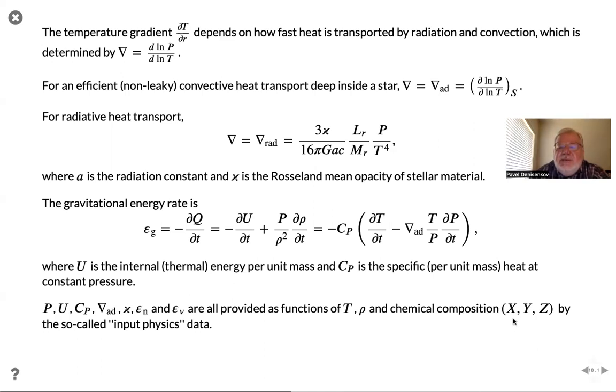Now, you know, capital X is the mass fraction of hydrogen, capital Y is the mass fraction of helium-4, and Z is the mass fraction of heavy elements besides hydrogen and helium. So Z is equal to 1 minus X minus Y. All these quantities are usually provided as functions of temperature, density, and chemical composition by the so-called input physics data, which in most cases come in the form of tables that are used by stellar evolution codes, in which the code just interpolates in temperature, density, and chemical composition.